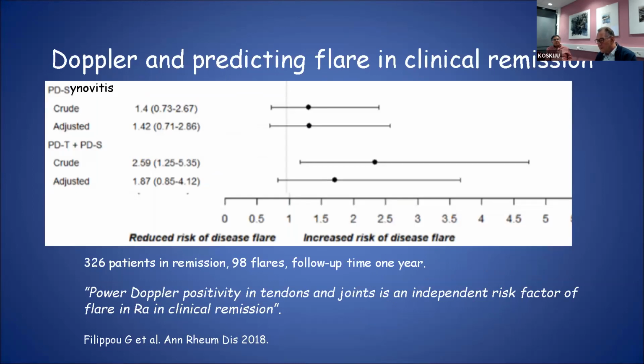Then we can use Doppler also for predicting a new flare when we are in clinical remission. So we are in clinical remission, but if we see Doppler, that means that the patient will have a new attack in future. If power Doppler synovitis was found, the risk of flare is increased, but if the patient has even tenosynovitis, power Doppler tenosynovitis, it's even more increased risk of having disease flare. So power Doppler positivity in a tender joint is an independent risk factor for flare in clinical remission.